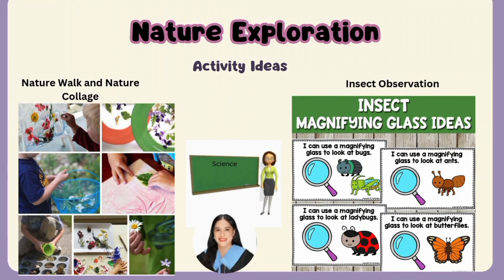So now let's have the activity. So first, let's talk about nature walk. You are going to take a short walk around the school to collect leaves, flowers, or small rocks. Talk about their color, shapes, and textures. And also the nature collage. After the walk, let the children glue their collected items onto a piece of paper to create a nature collage and discuss the things they found.